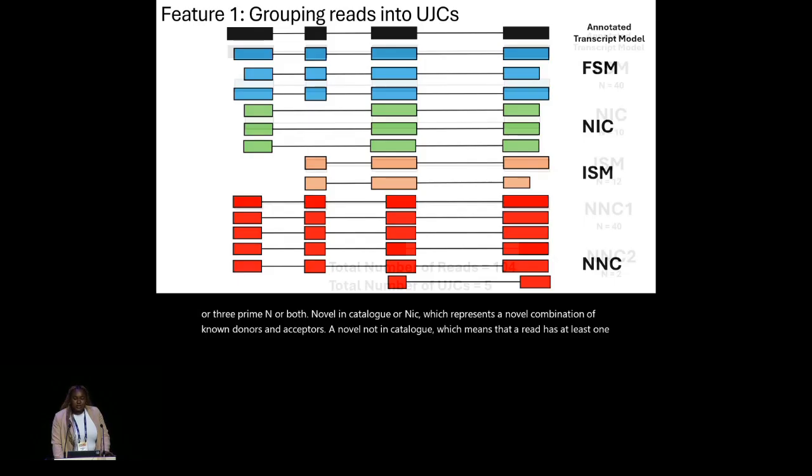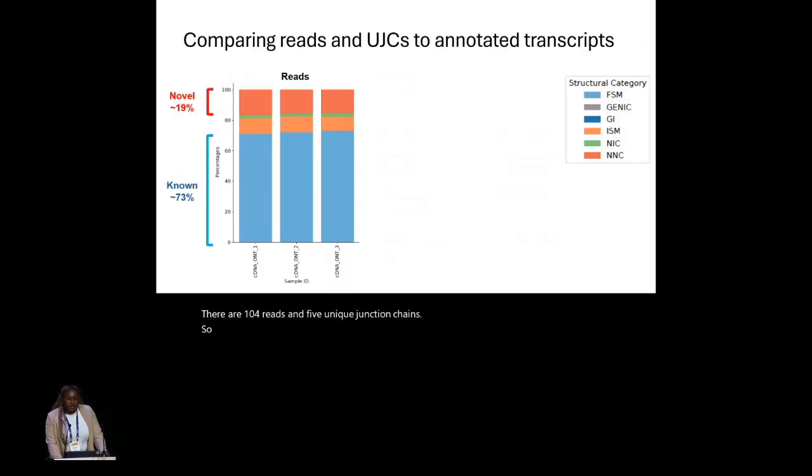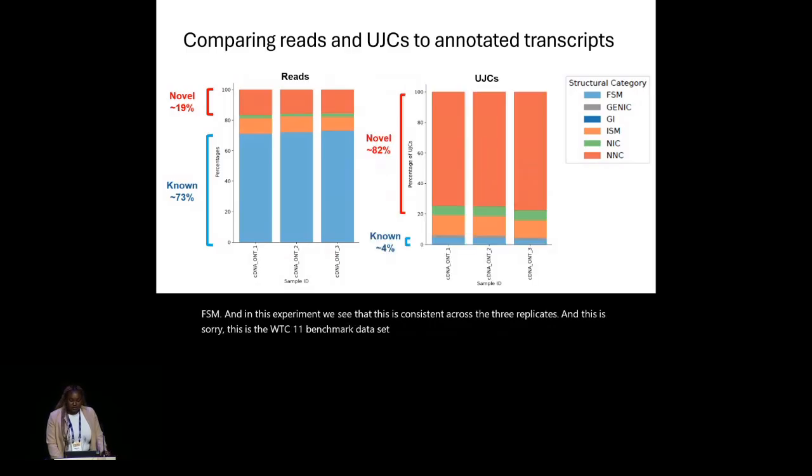We then group these reads into unique junction chains. In this example gene, there are 104 reads and 5 unique junction chains. In general, for a high quality data set with a well annotated reference transcriptome, about 70% or more of the reads represent an annotated splicing pattern, or FSM. In this experiment, we see that this is consistent across the 3 replicates. This is the WTC11 benchmark data set from lrGAS.